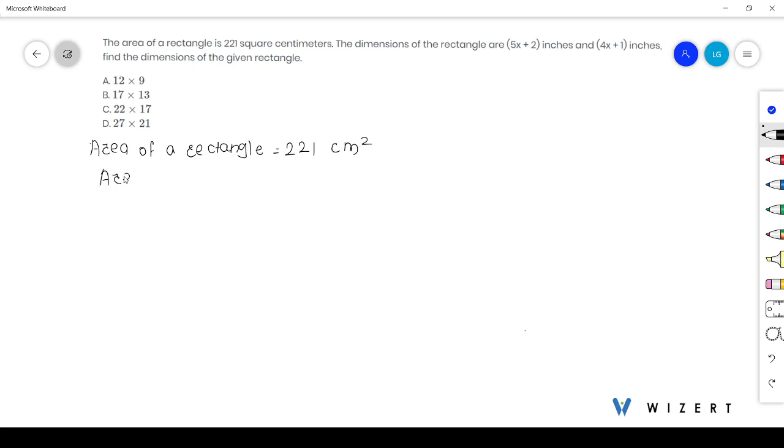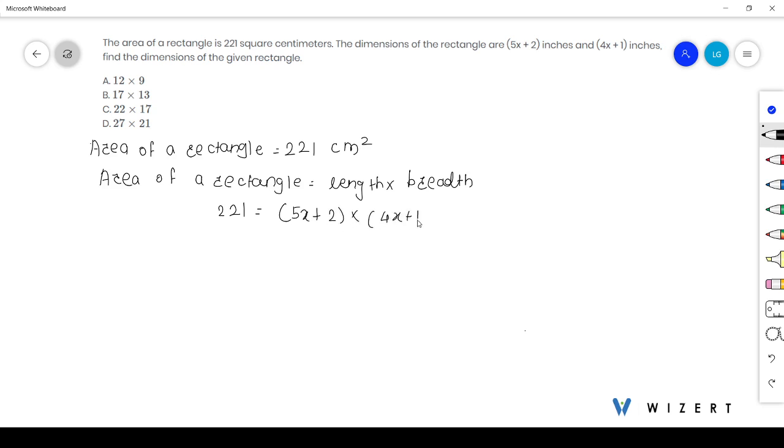We know that area of a rectangle is given by length into breadth. So here substituting values, area of rectangle is 221. Suppose length is 5x plus 2, which is given here, and breadth is 4x plus 1.